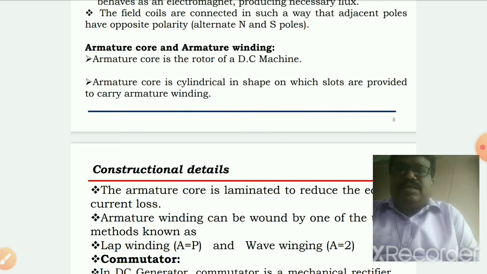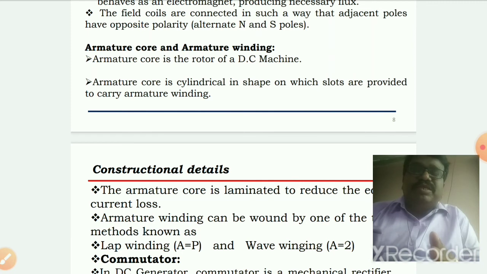Remember here, P stands for the number of magnetic poles and A stands for the number of parallel paths in the winding. Suppose the armature winding is designed in the form of lap winding, then the number of parallel paths in the winding is equal to the number of magnetic poles. And if the winding is designed in the form of wave, then the number of parallel paths is equal to 2. So remember, this point is very important.